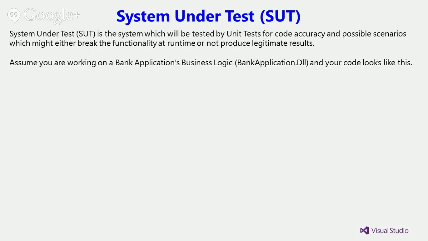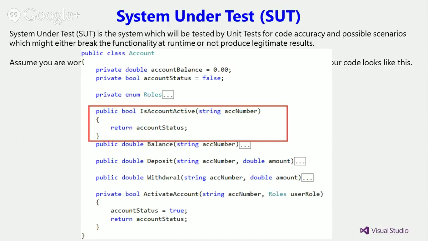Now, assuming you are working on a bank application, I have created something, and your code possibly looks something like this. You have an account class where you have a variable called account balance. You have something called account status, which is false. And then you have some roles, user, manager. You have functions for balance, deposit, withdrawal, and so on. Here, I'm going to take a very small section, and then we will do TDD around it.